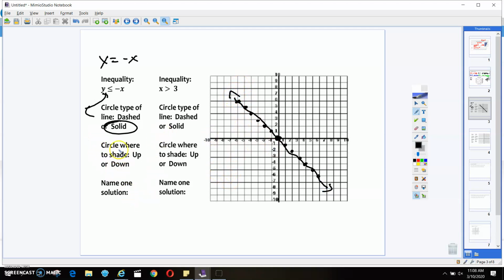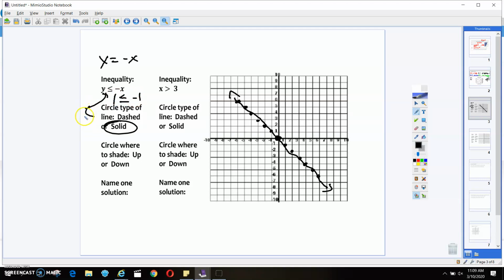Now we're trying to figure out whether we should shade up or down. And this is where I use my technique. Okay, he's saying shade down. Okay, but let's check and make sure that he's right. So if I plug in the point 1, 1 into my equation, or my inequality, is 1 less than or equal to negative 1?